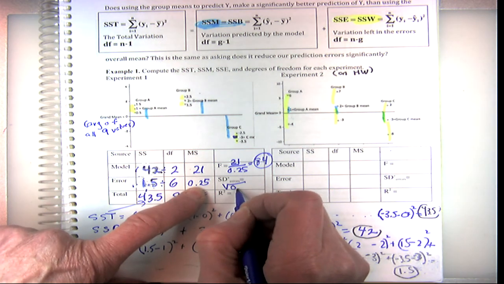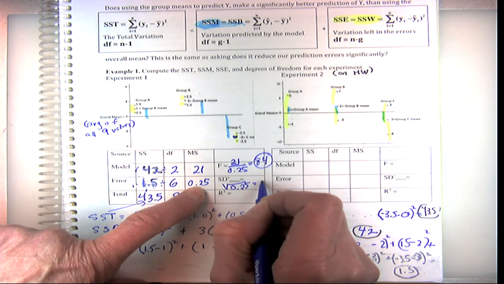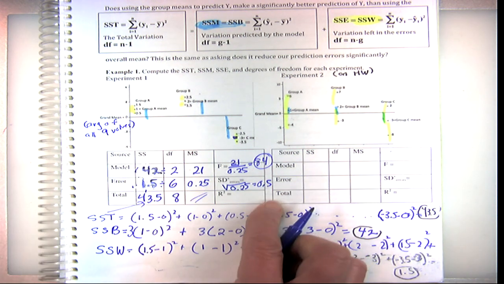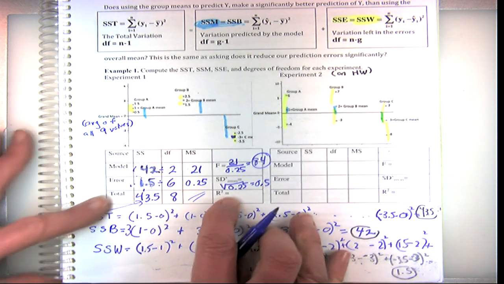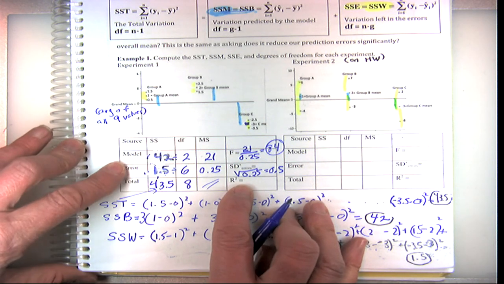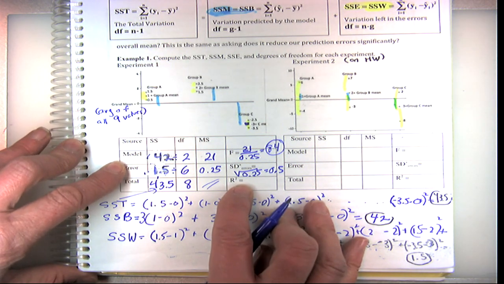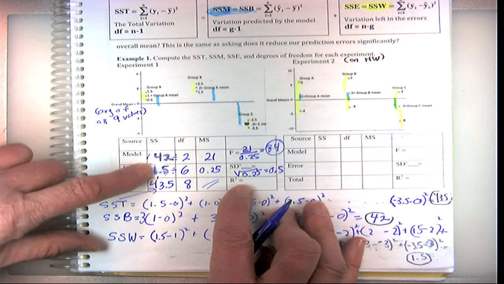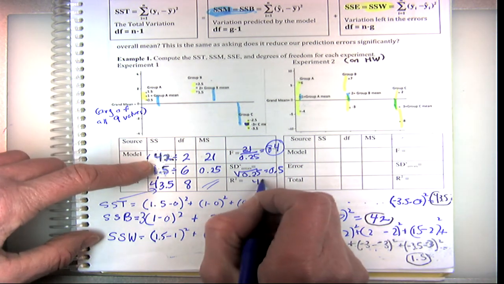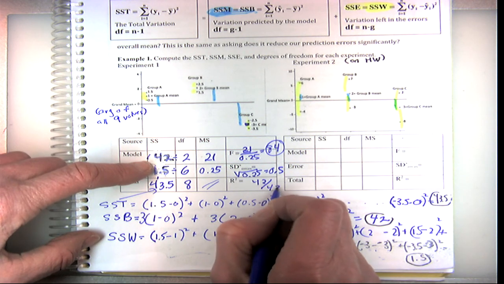It's the root mean square here, and that's 0.5. All right, and then to get the R squared, how do we get the R squared? Well, remember, the R squared is the proportion of the variability that's due to the model. So it's 42 over 43.5.